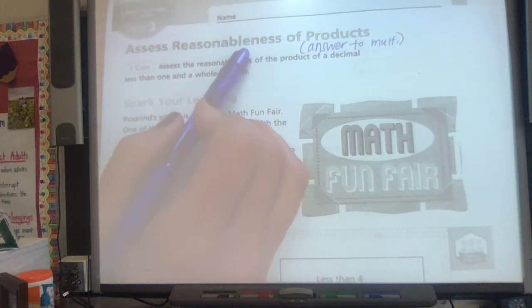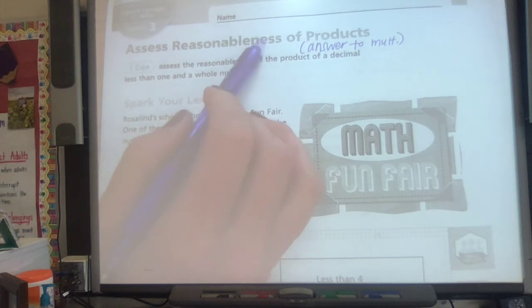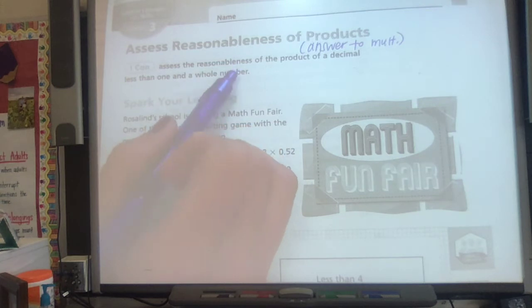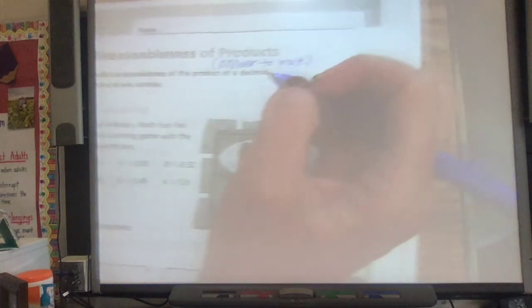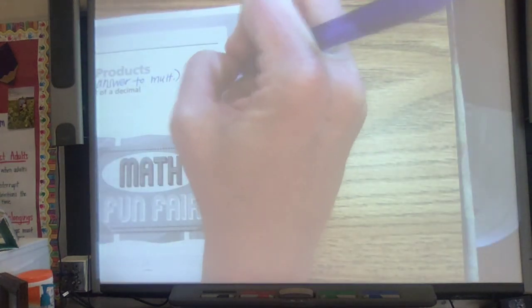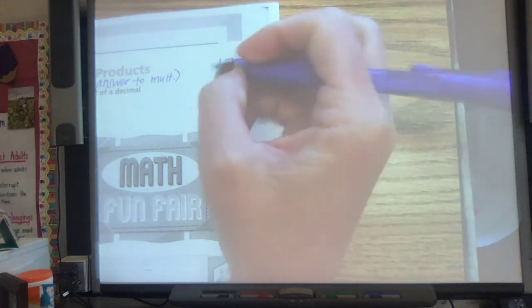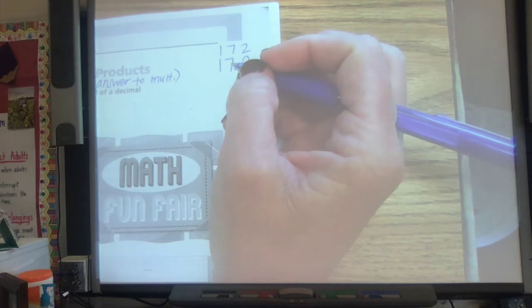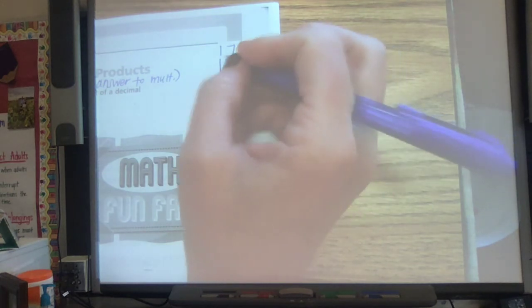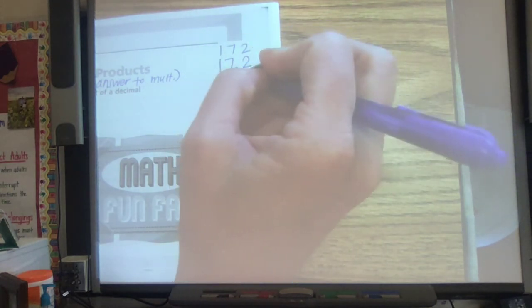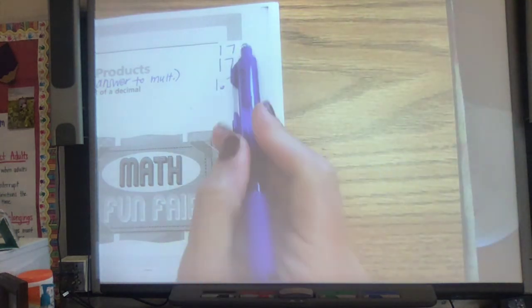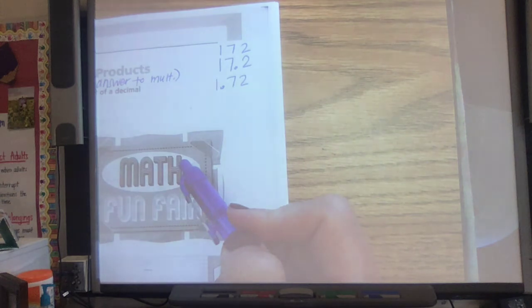It is so important as we are doing work with decimals to make sure our answers are reasonable. It's always important, but especially with decimals, because it's really easy to work a problem out and your answer looks like this, 172, and you think, is it 172? Is it 17 and 2/10? Is it 1 and 72 hundredths? Look how different all of these values are.